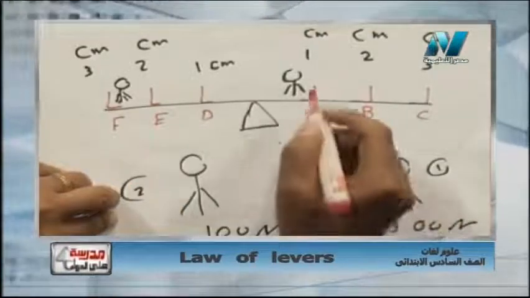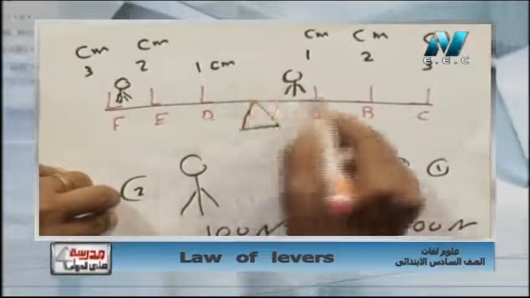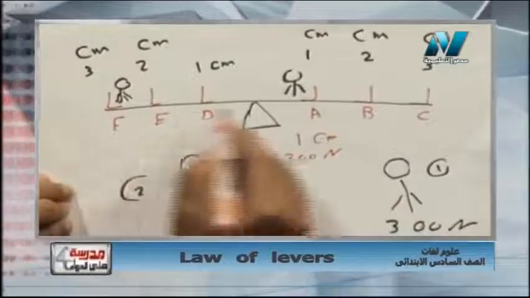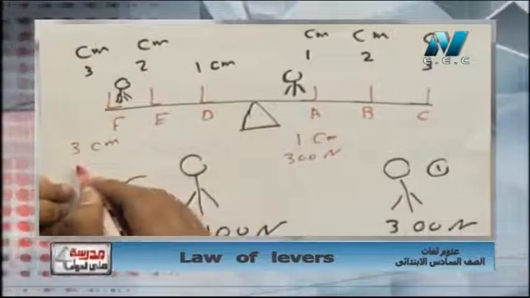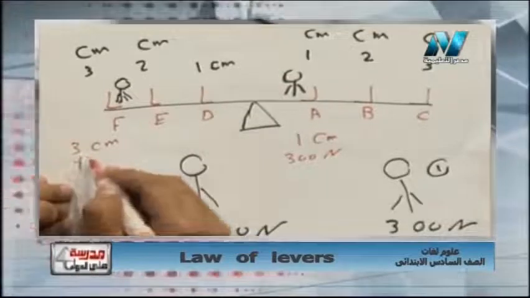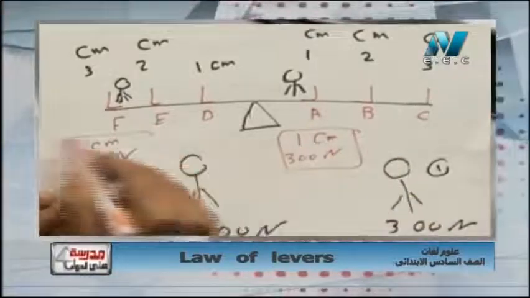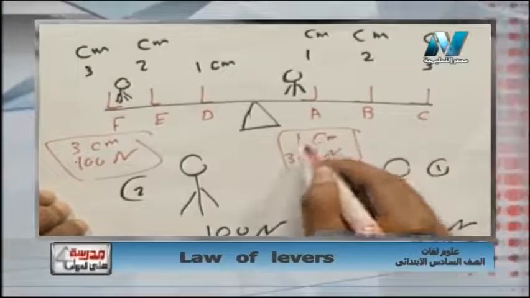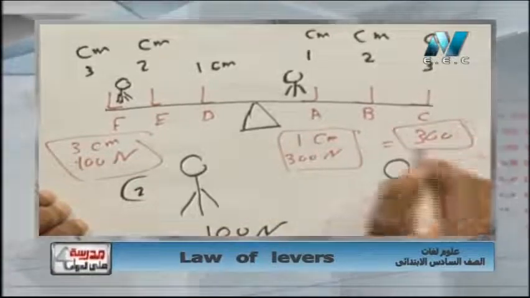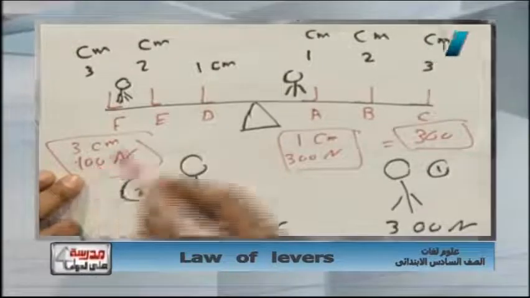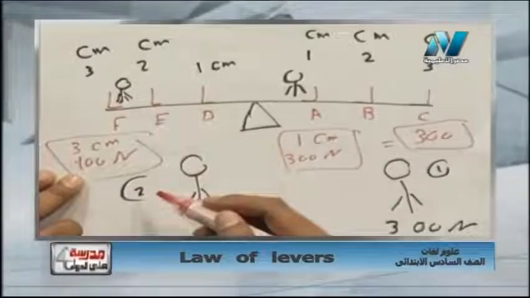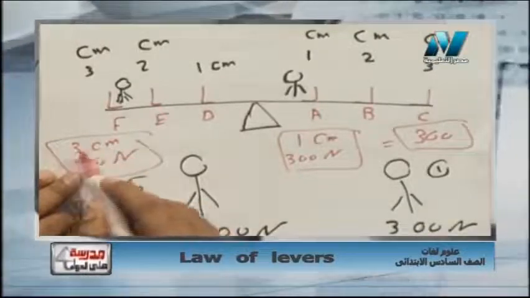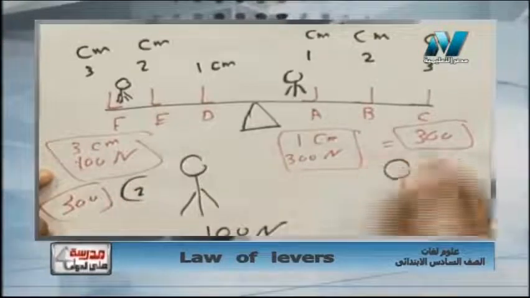Why? As you see, my dear student, the distance here is 1 centimeter. The force here on the right side is 300 Newton. On the left side, the distance is 3 centimeter, while the force is what? 100 Newton. As you notice, if we multiply the force times force arm, 300 by 1, it will be 300. While we multiply the resistance here, maybe I can call it effort force, it doesn't matter, 100 Newton times distance times resistance R, it will be 300. Now it's balanced.